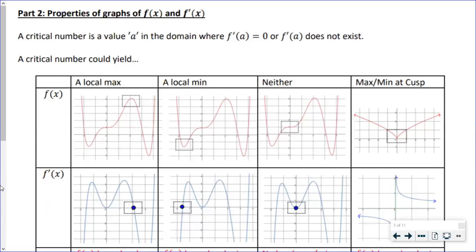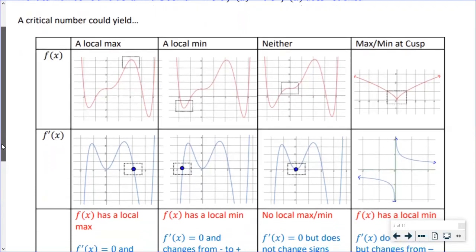Now, when we talk about a critical number, it's a value of a in the domain where the derivative is equal to 0, or, and the "or" is big, the derivative does not exist. This is what we call critical numbers. And this can look different in different examples.